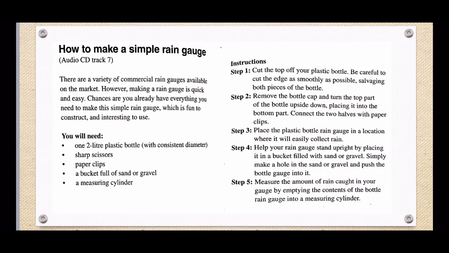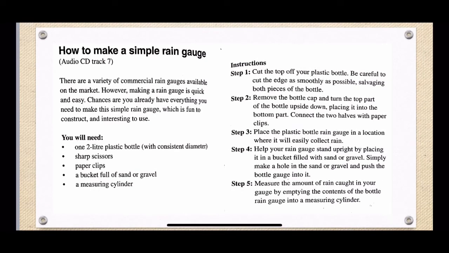Instructions. Step 1. Cut the top off of your plastic bottle. Be careful to cut the edge as smoothly as possible, salvaging both pieces of the bottle. Step 2. Remove the bottle cap and turn the top part of the bottle upside down, placing it into the bottom part. Connect the two halves with paper clips. Step 3. Place the plastic bottle rain gauge in a location where it will easily collect rain. Step 4.